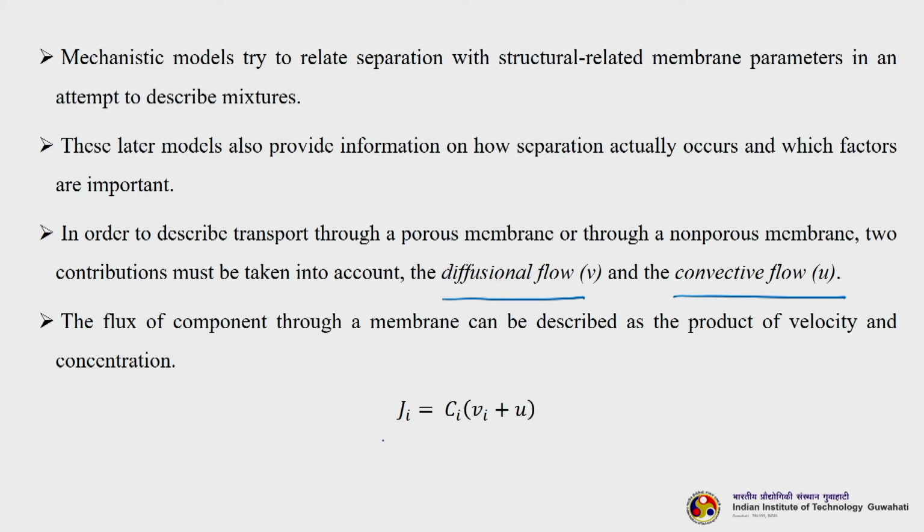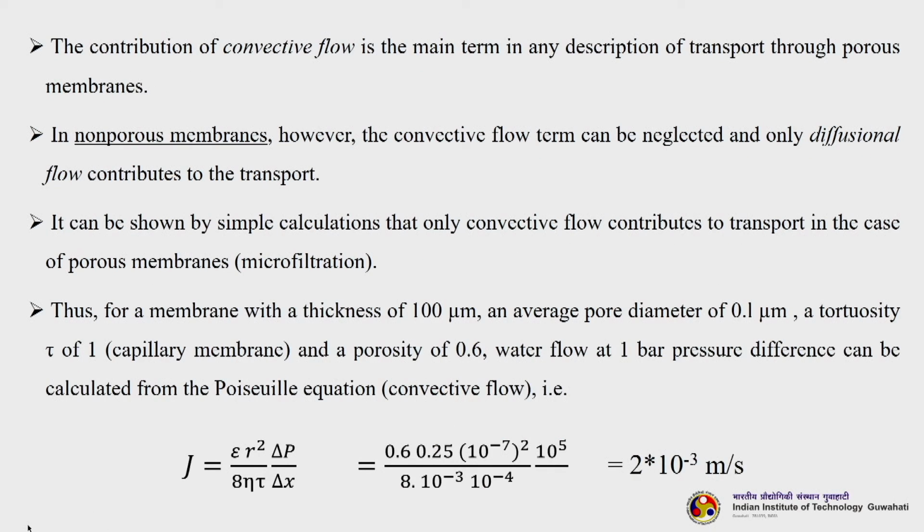Now, you can write that is why, flux equals C_i into (V_i plus U). Okay. So, product of the velocity and the concentration. The convective flow term is the main term in any description of transport through porous membranes. In non-porous membranes, however, the convective flow term can be neglected and only diffusional flow contributes to the transport. It can be shown by simple calculations that only convective flow contributes to transport in case of porous membranes, especially in case of microfiltration where the pore sizes are bigger.